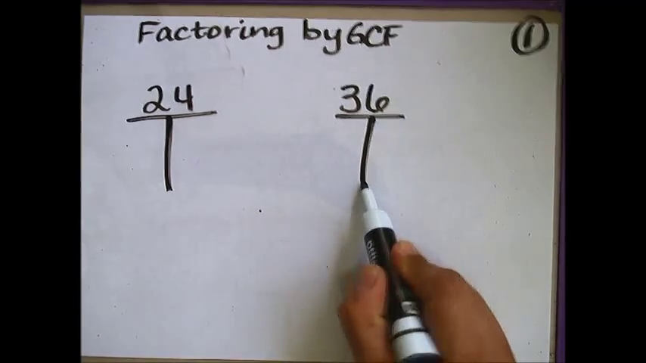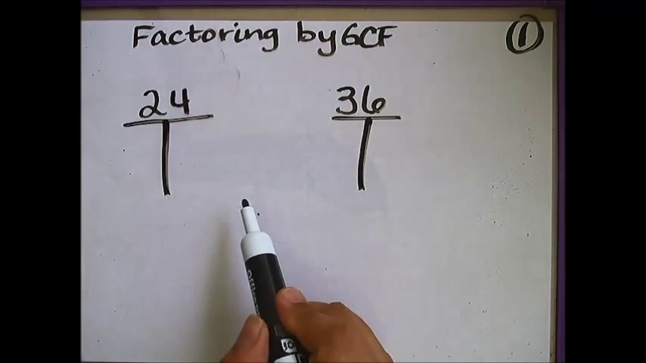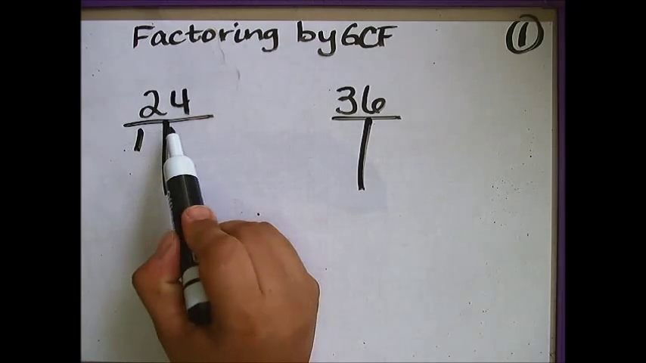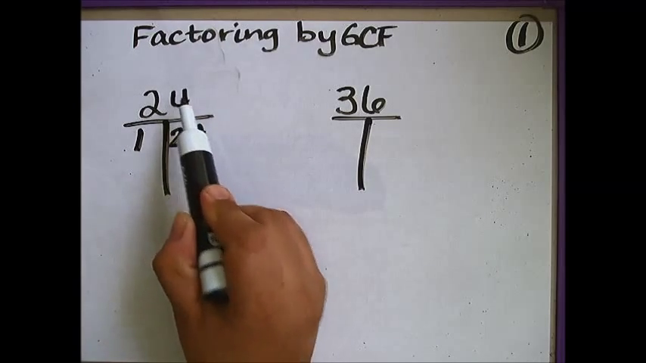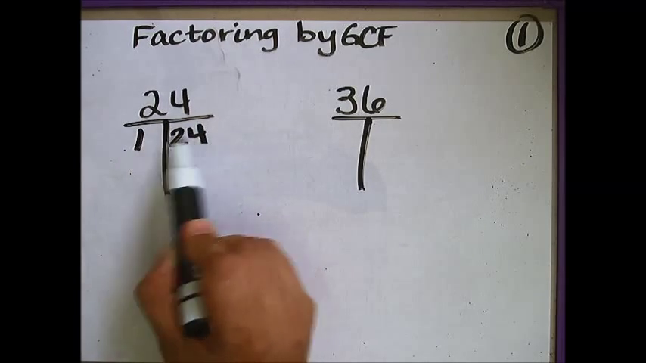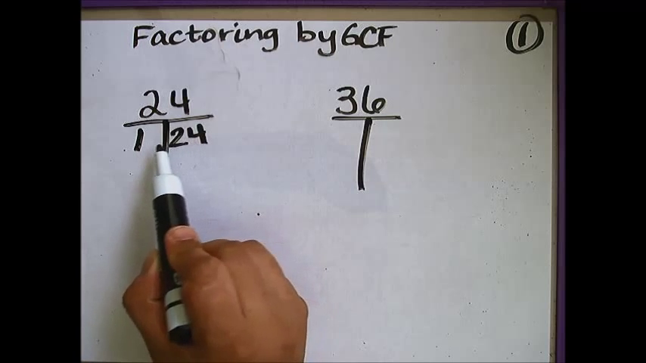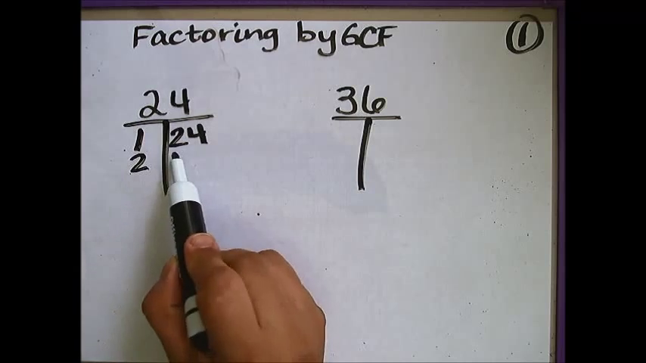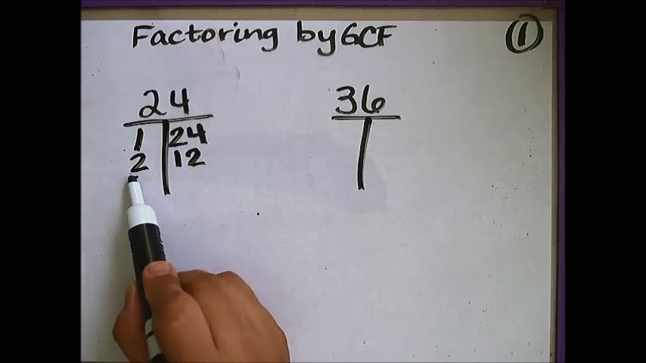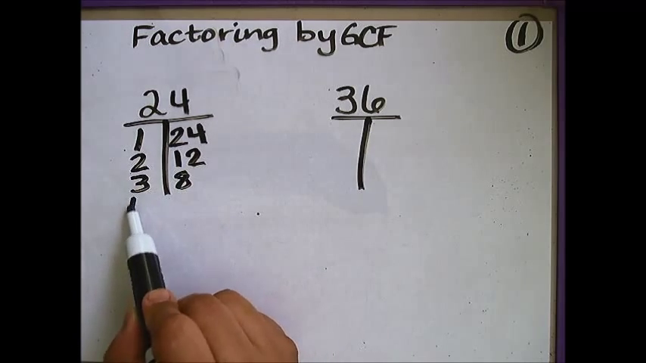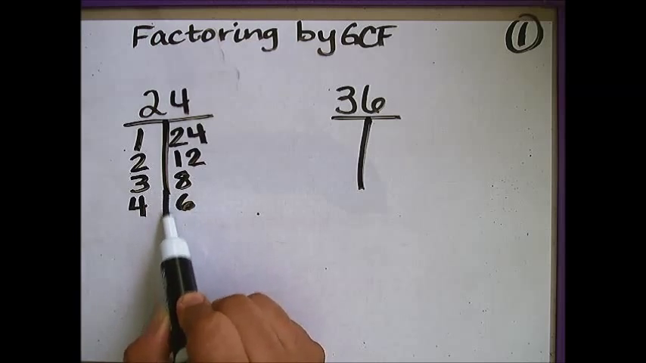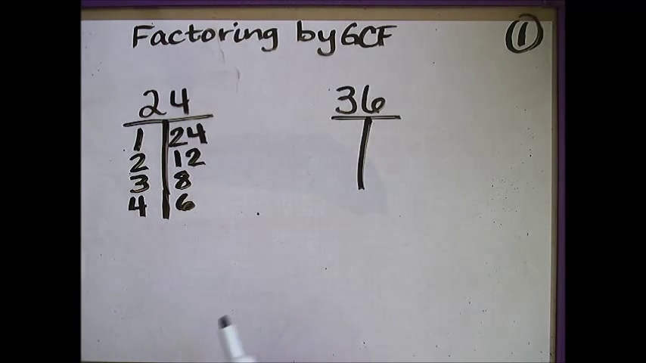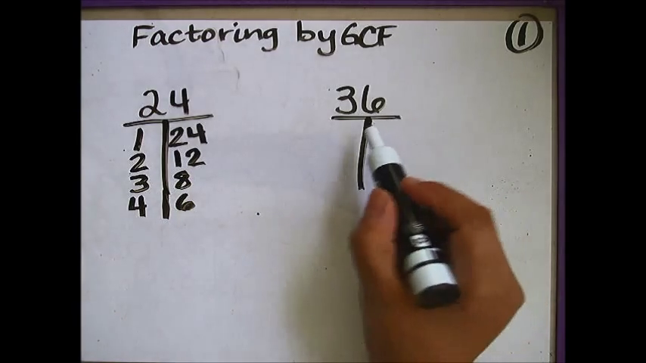The way I'm going to do that is by using a T-chart. And I'm going to list all of the factors. So I know that 1 times 24 gives me 24. So these are factors, and this is the product of those factors. So 1 times 24 is 24. 2 times 12. 3 times 8. 4 times 6. And that's it. Okay, so once you repeat a factor, you're done.